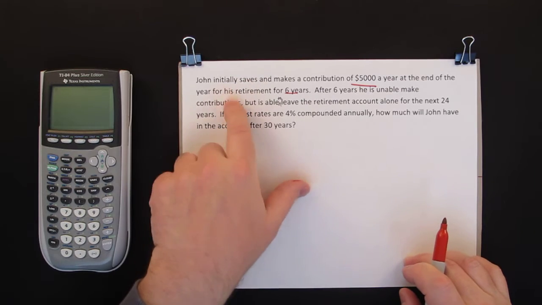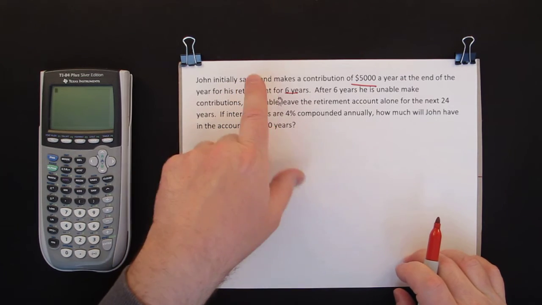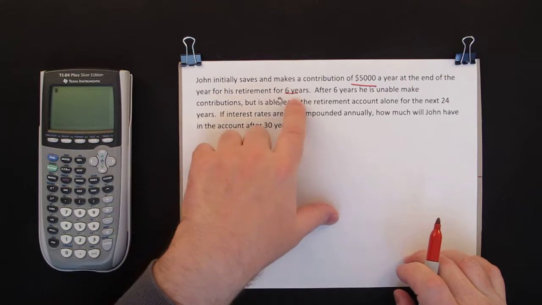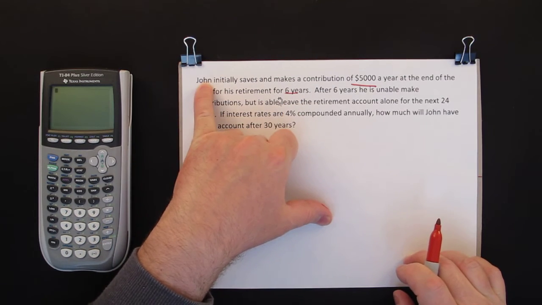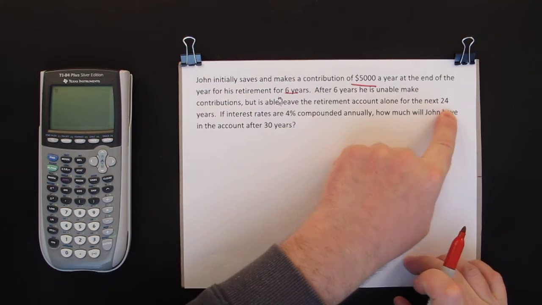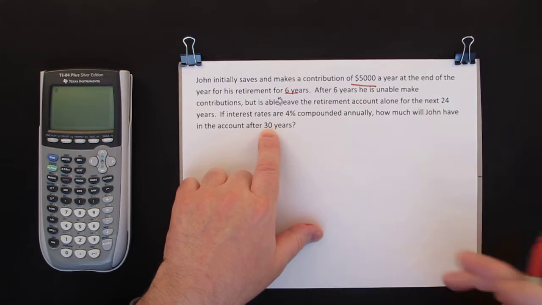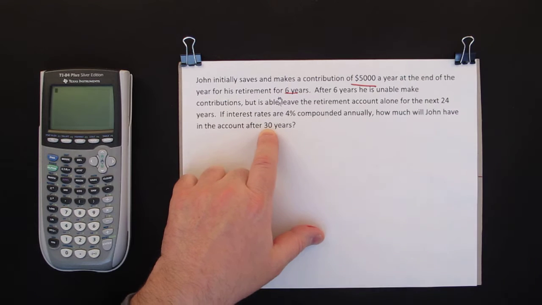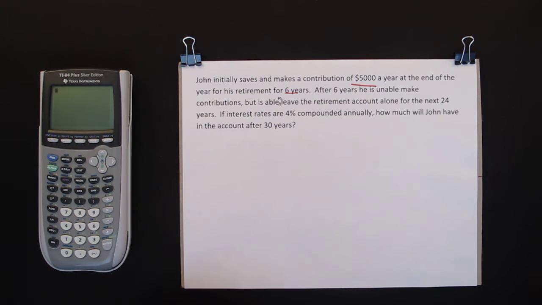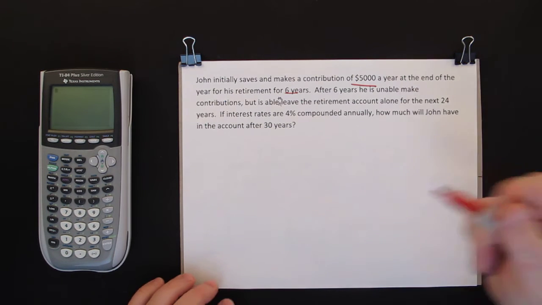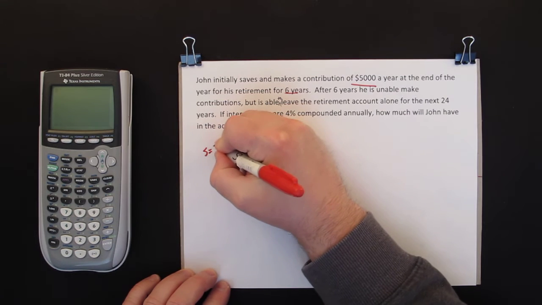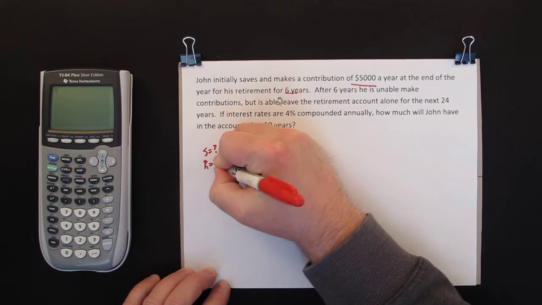And so the amount that he has at the end of the 6 years, so the future value of this, is the principal to start this compounding growth for the next 24. And at the end of that is what he has in the account after 30 years. Okay, so we don't know the future value. We're trying to find that. Contributions are $5,000.